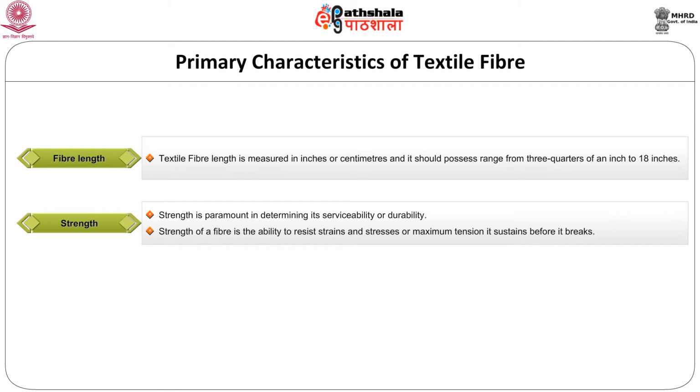Strength of a fiber is the ability to resist strains and stresses, or the maximum tension it sustains before it breaks. Fiber strength is determined either by single fibers or by a bundle of fibers. Tensile strength is expressed as pounds per square inch or in tenacity as grams per denier. Strength varies from fiber to fiber, and the textile industry requires at least 1 gram per denier.